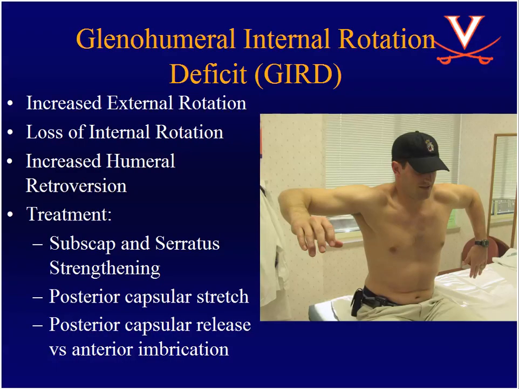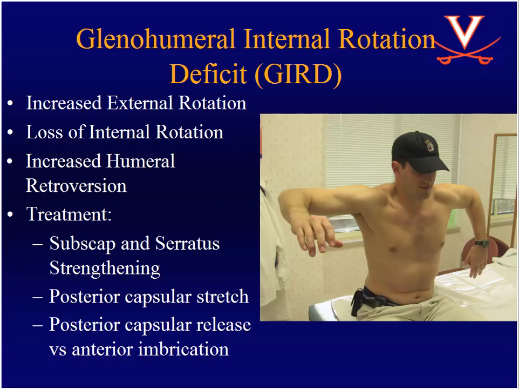Here's the other problem with internal impingement or baseball pitchers with problems: this GIRD concept, which has been popularized by Morgan and Burkhart. Most people will have 180 degrees of motion of their arm. Baseball pitchers will have more external rotation, and therefore, at the expense of internal rotation, they have internal rotation deficits.